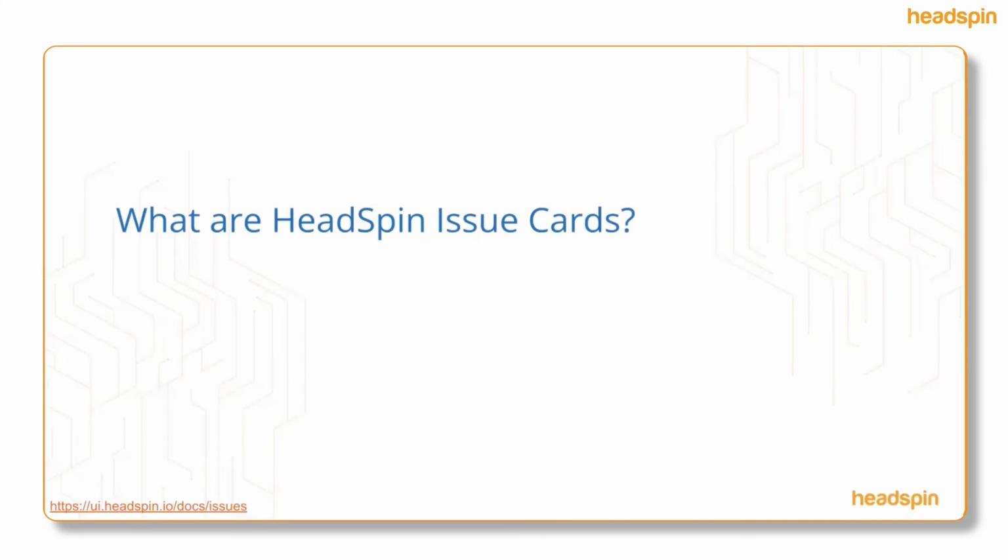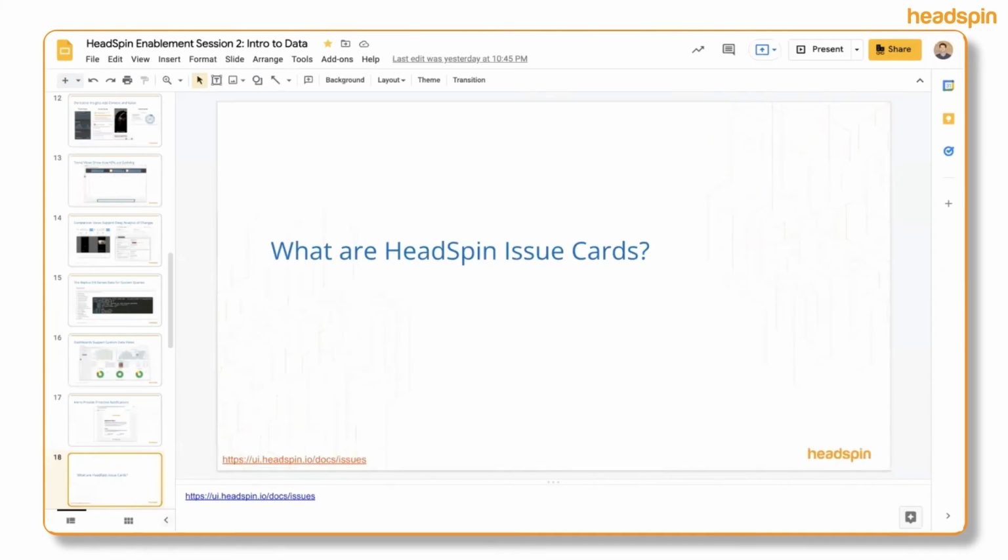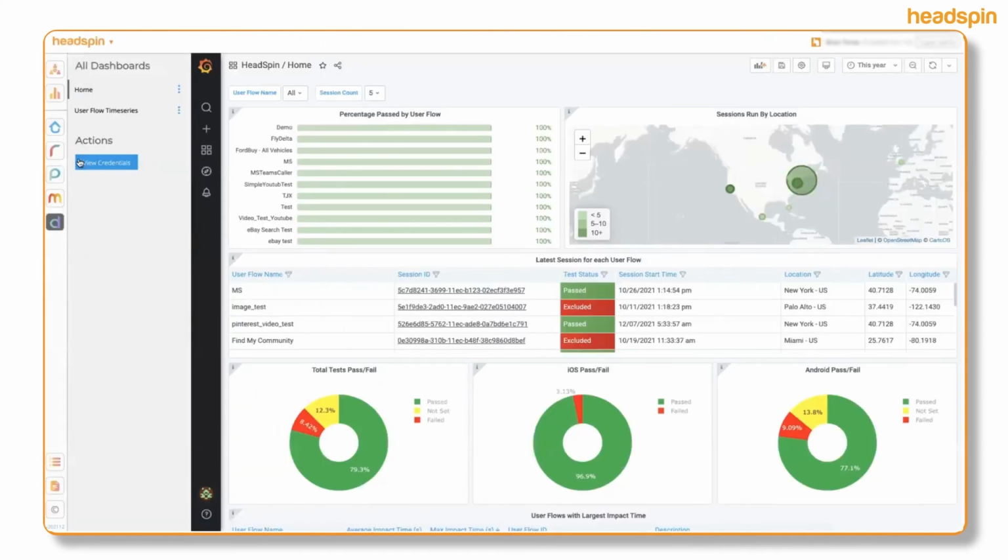At this point, I wanted to focus in on HeadSpin issue cards a little bit more deeply. There's a question for the session compare UI option. So I'll just go in and quickly show this.